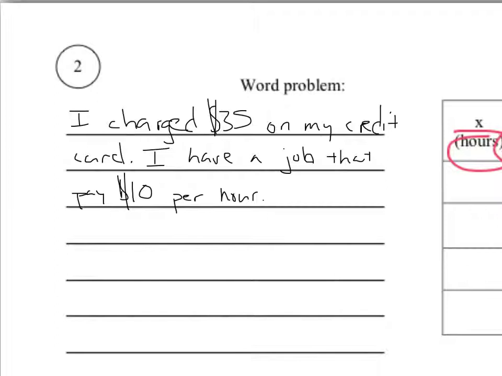And the last sentence is always that same formula. What is y if x, whatever. Okay, so what is my net worth? That's y. If x hours are worked.